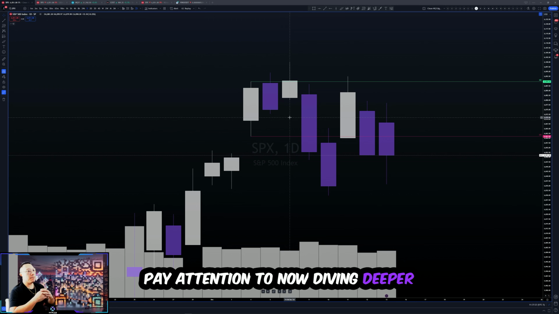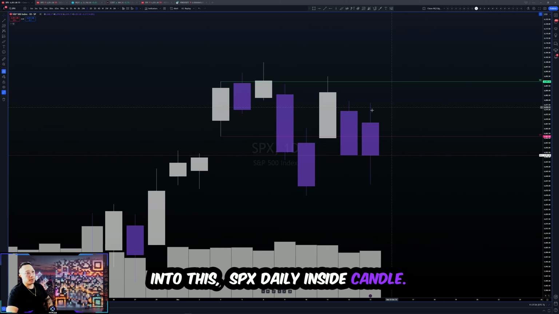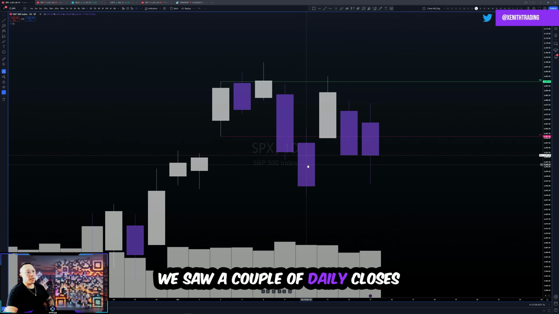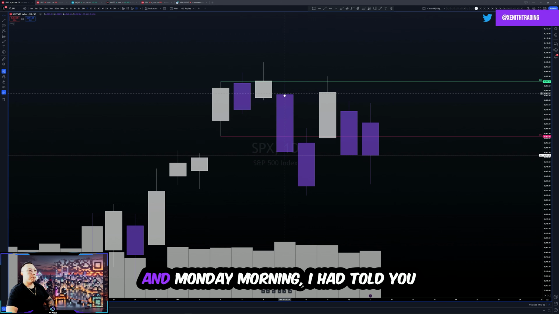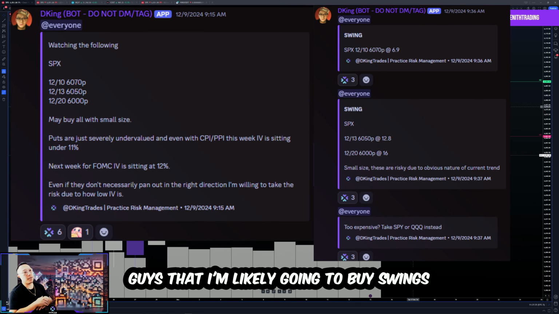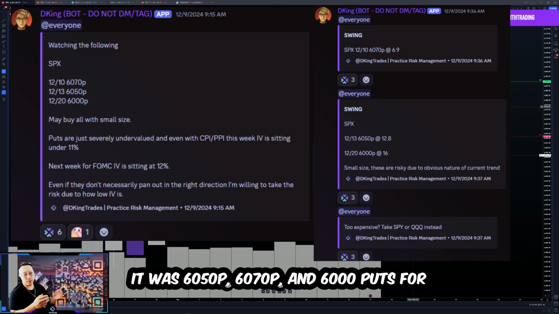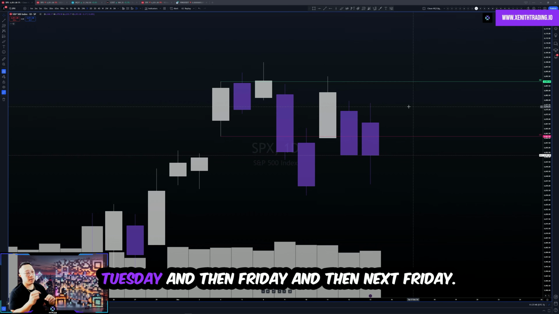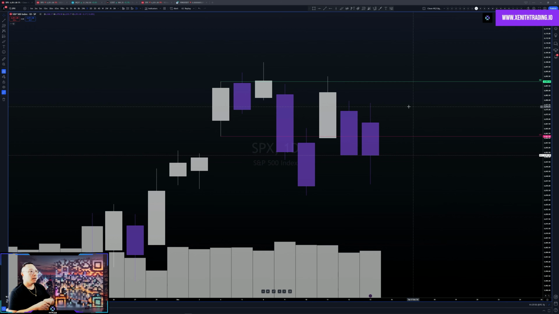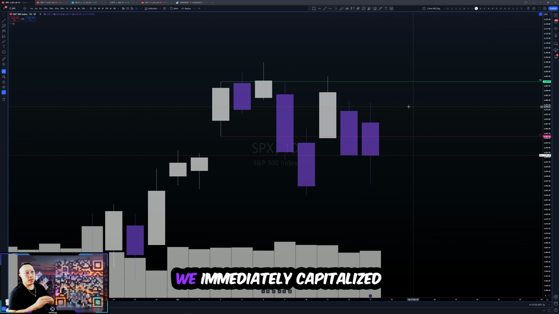And these are things that you have to pay attention to. Now, diving deeper into this SPX daily insight candle, we saw a couple of daily closes below this DIC range, right? So we saw this close on Monday. And Monday morning, I had told you guys that I'm likely going to buy swings on puts. And it was 3 different strikes for 3 different dates. It was 6050, 6070, and 6,000 puts for Tuesday, and then Friday, and then next Friday. We got in those Monday morning.